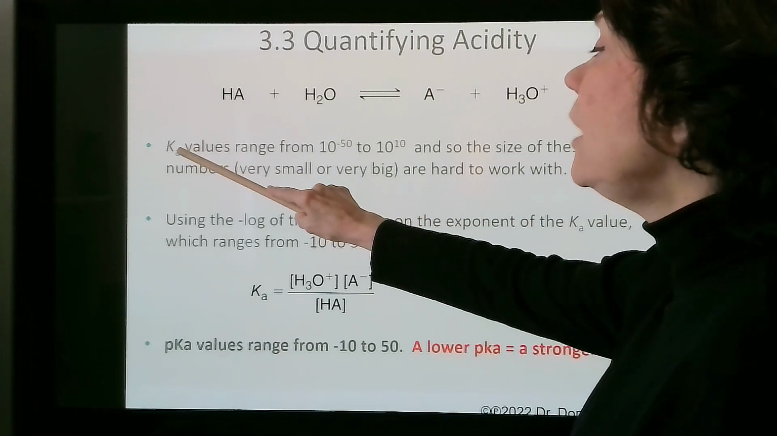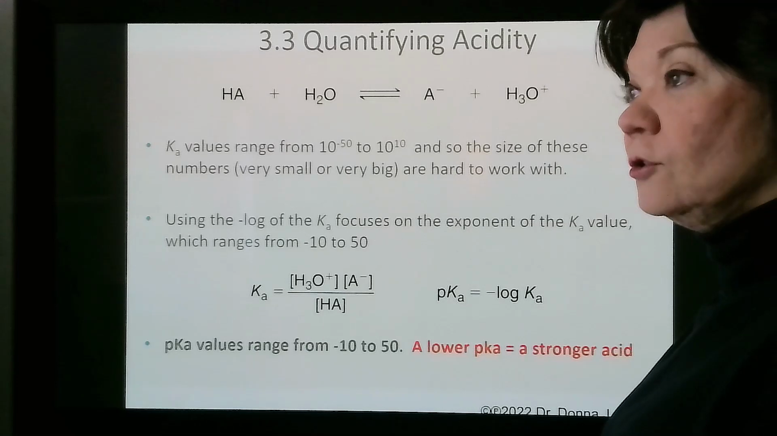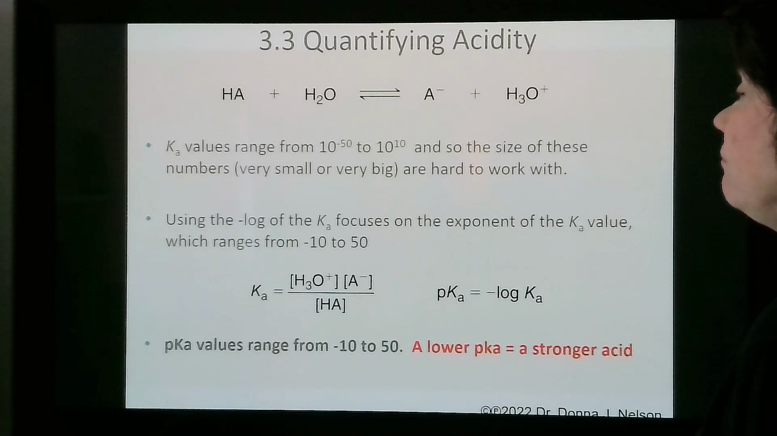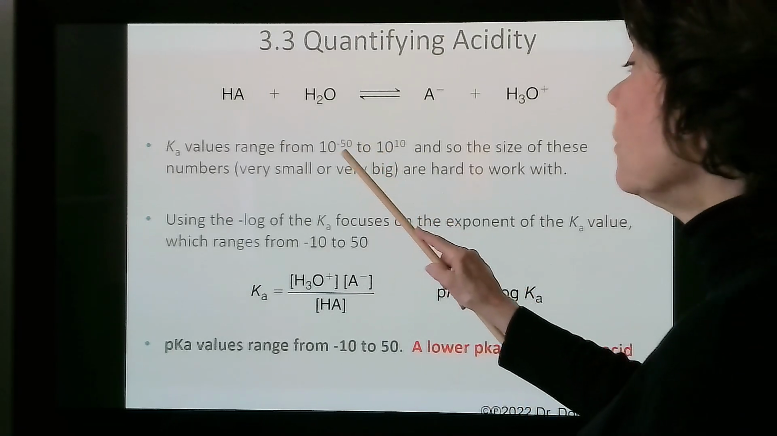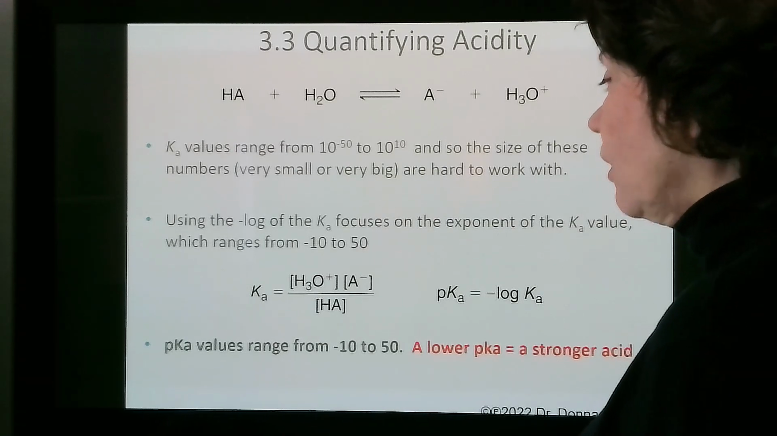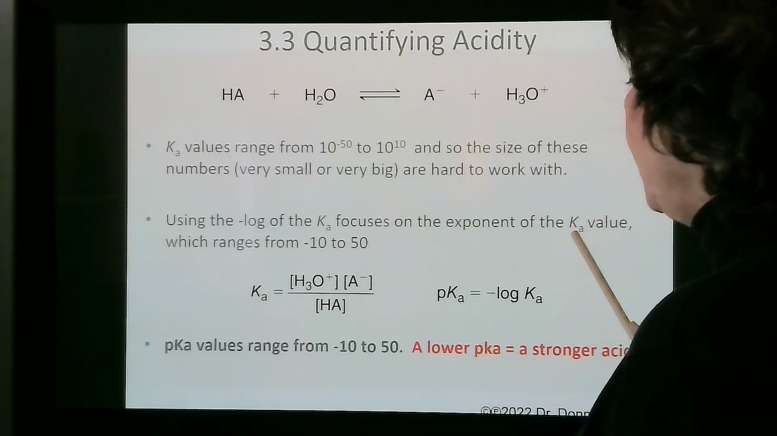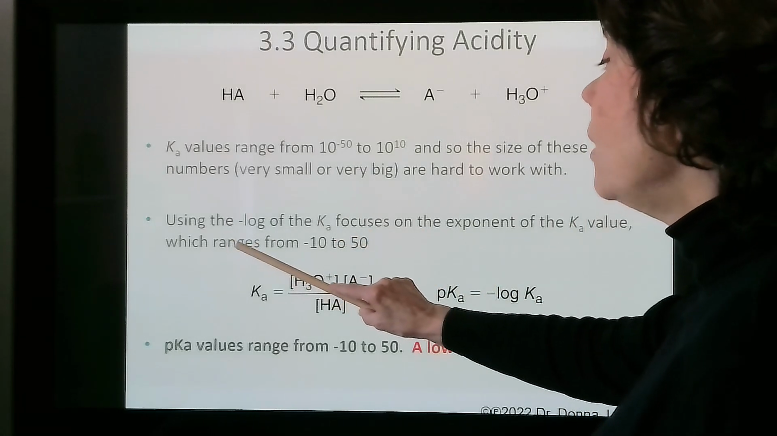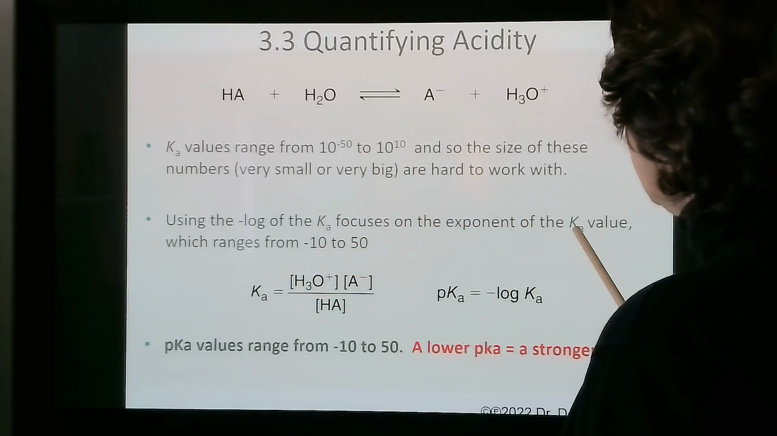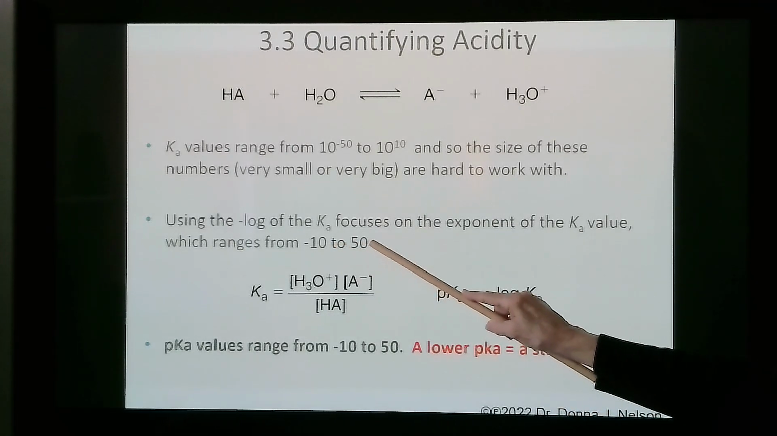So the equilibrium values range from 10 to the minus 50th, which is a very slow equilibrium, up to 10 to the 10th, which is also very fast. And so the size of these numbers varies greatly. So we use the negative log, the pKa. That focuses on the exponent of the Ka value. So the pKa ranges from -10 to 50.